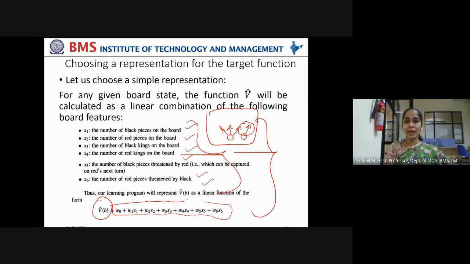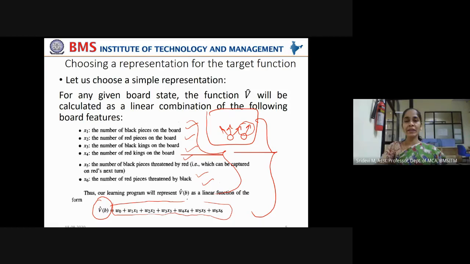Now you are assigning a weight to it. What do you mean by this weight? It has learned from the previous sequence of moves, from the previous games, that this board state should be given this much importance, that is W1.